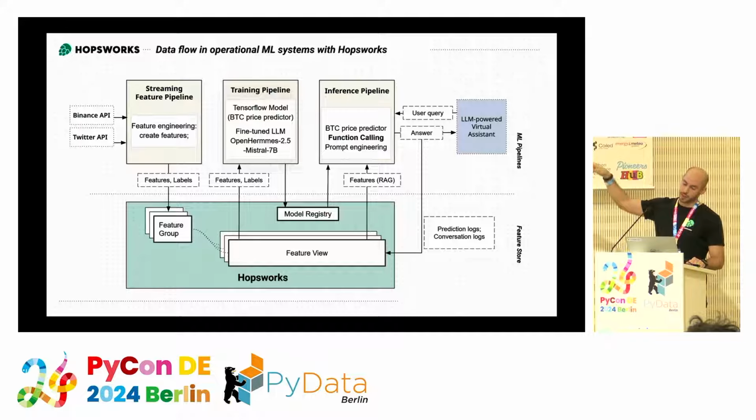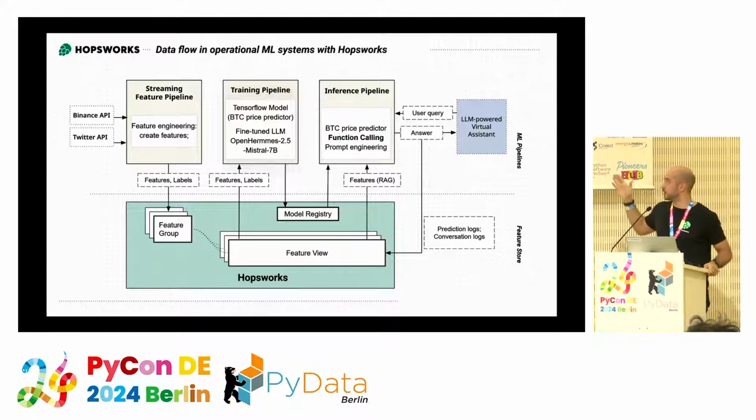Then in the training pipeline, we will train a time series model with TensorFlow for predicting future prices of Bitcoin. And we can also fine-tune an LLM. In this case, we will use OpenHermes here. Okay, sorry, I think it's a typo there. But anyway, OpenHermes 2.5, which is a fine-tuned version of Mistral.